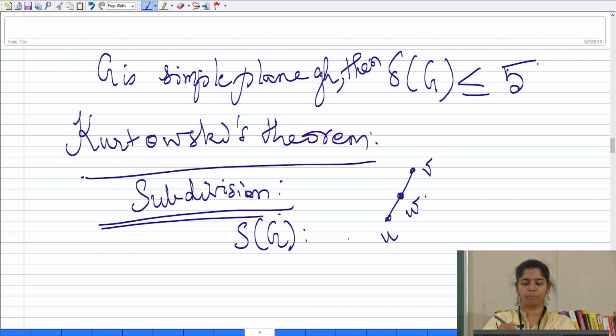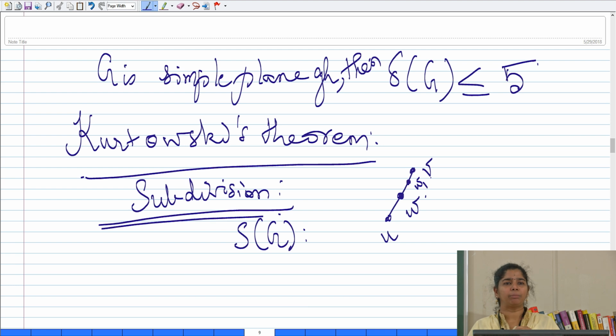So, like this I could keep on subdividing, I can also introduce one more, right. In this case, what I am doing is replacing uv by 3 edges: uw, ww1, w1v, right. So, this is the idea of subdivision. So, what does this subdivision do to the graph? Can it disturb my hereditary property?